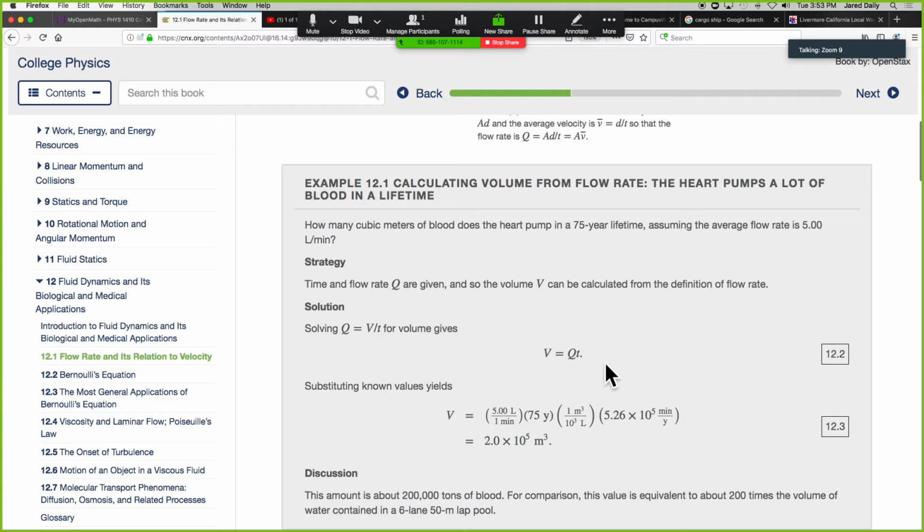Q equals V over T, so V equals Q times T, right? So we have our Q, which is the 5 liters per minute, and the 75 years. We convert the liters into meters cubed. There's 1,000 liters in 1 cubic meter.